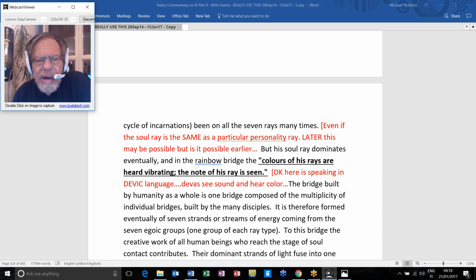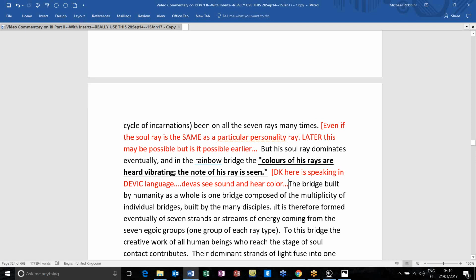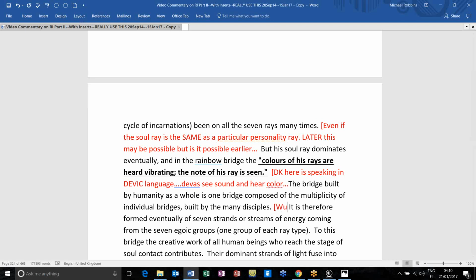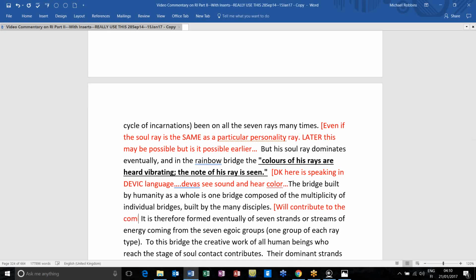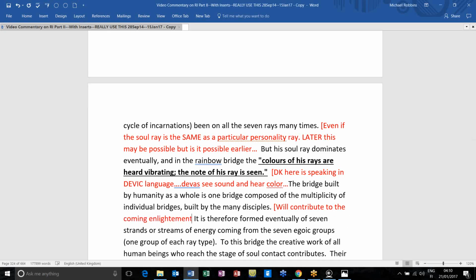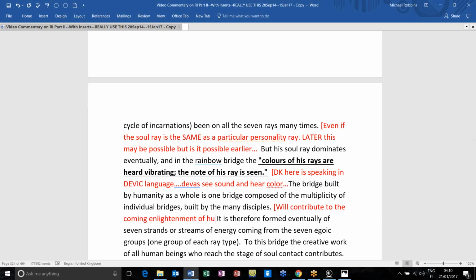The bridge built by humanity as a whole is one bridge, composed of a multiplicity of individual bridges built by many disciples. So this is, we can say, will contribute to the coming enlightenment of humanity.